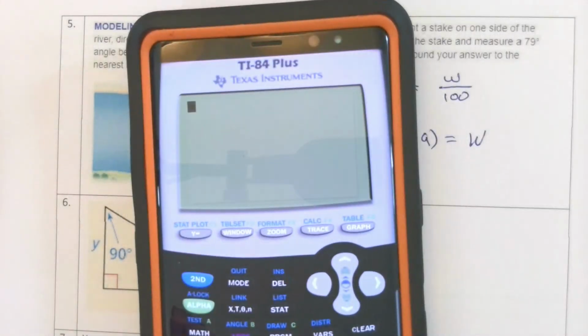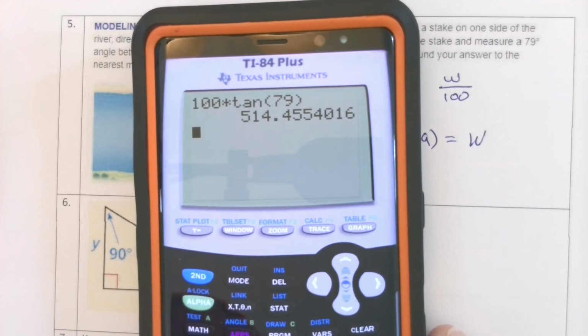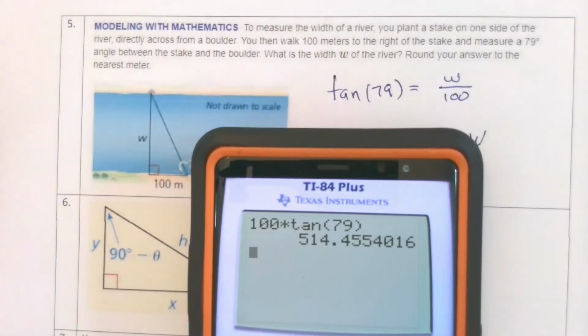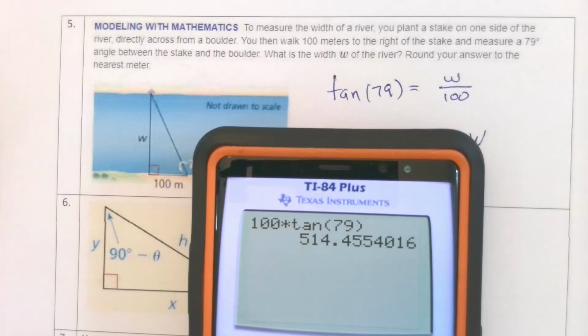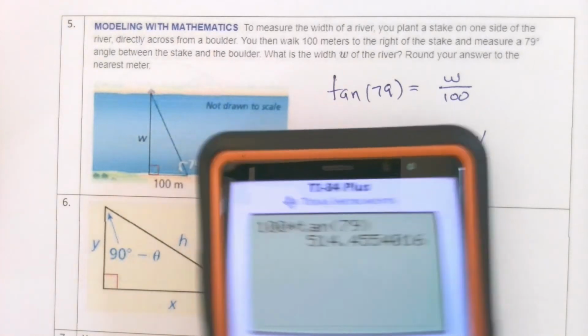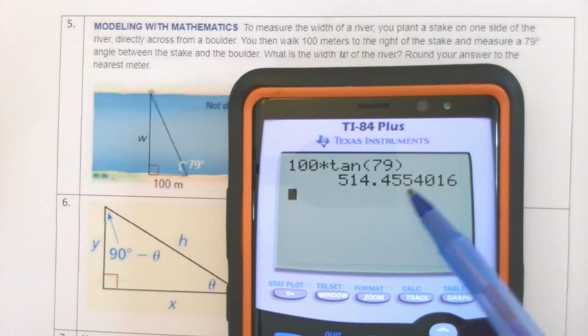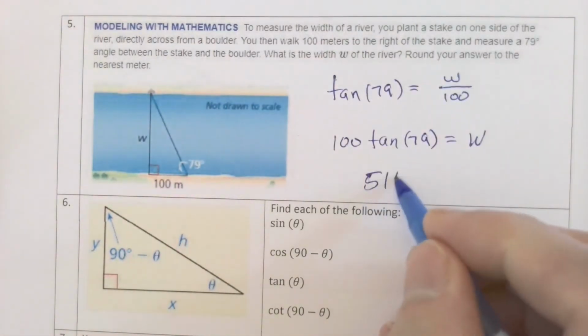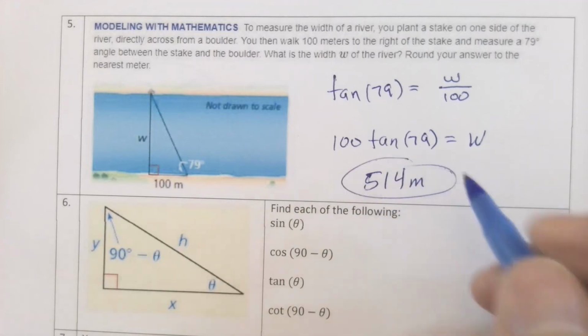So 100 times the tangent of 79 degrees, and we come up with 514 point, well, to the nearest meter, it's 514 meters. But that's pretty close to a half meter, isn't it? So 514 meters is the answer.